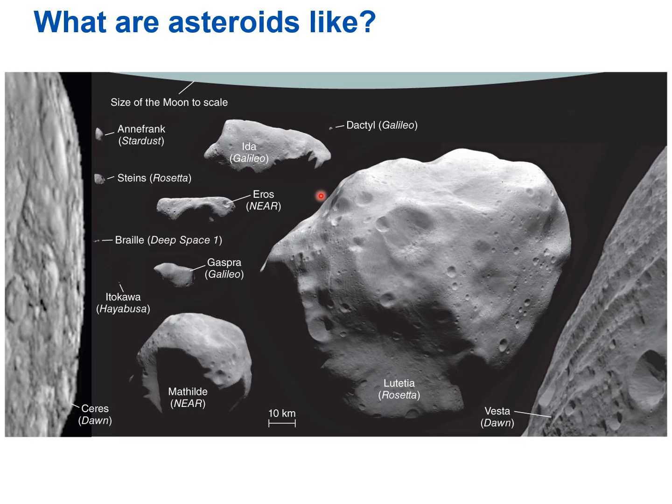Of interest, these 2 are interesting, Ida and Dactyl. Even though this whole slide is a conglomeration of many pictures, Ida and Dactyl go together. Dactyl is a very tiny asteroid that's actually in orbit around Ida.